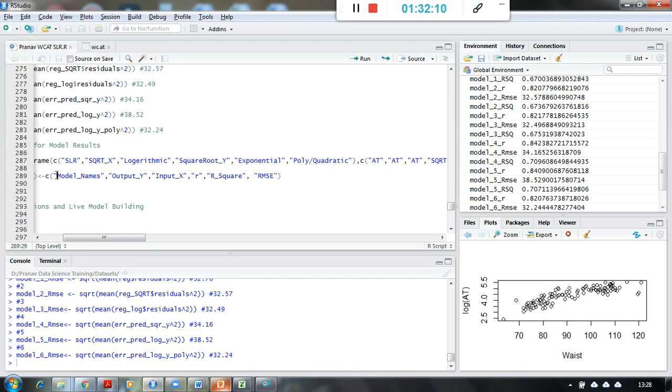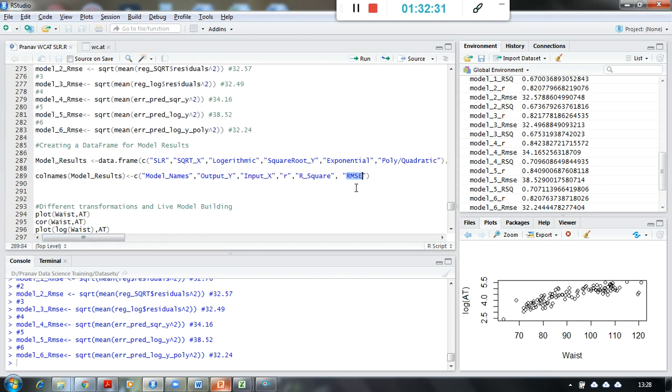These are the parameters on which I am going to evaluate my model: model name, what my output variable is, what my input variable is, what the small r value is, that is the correlation between output and input variable, what the r square value is for each model, and what the RMSE is for each model. RMSE and r square are the two things I am going to use for evaluating my model.